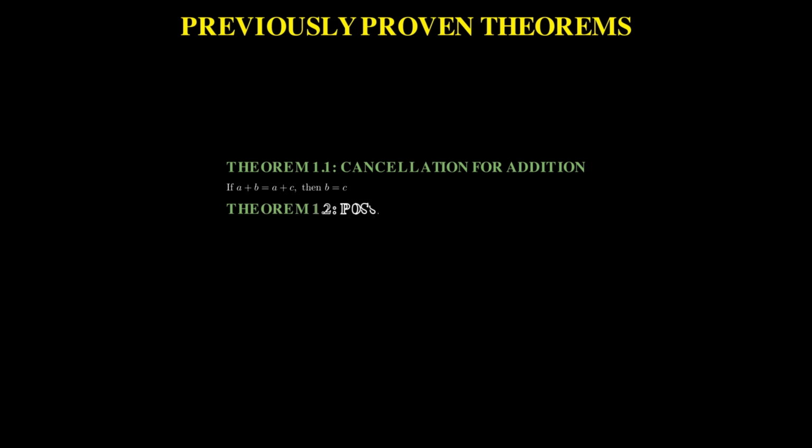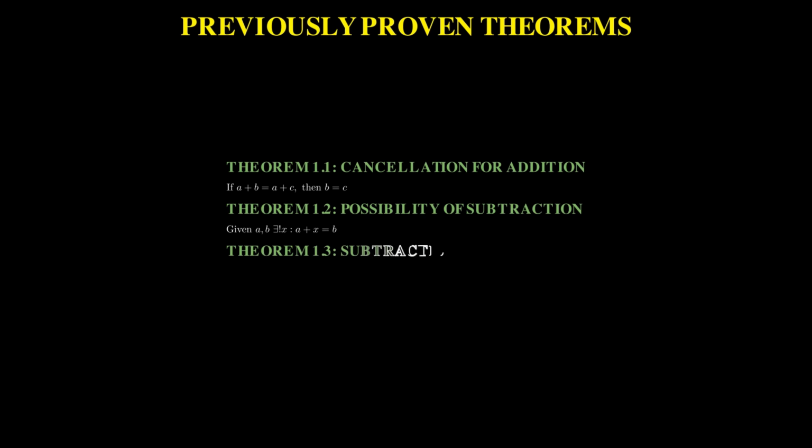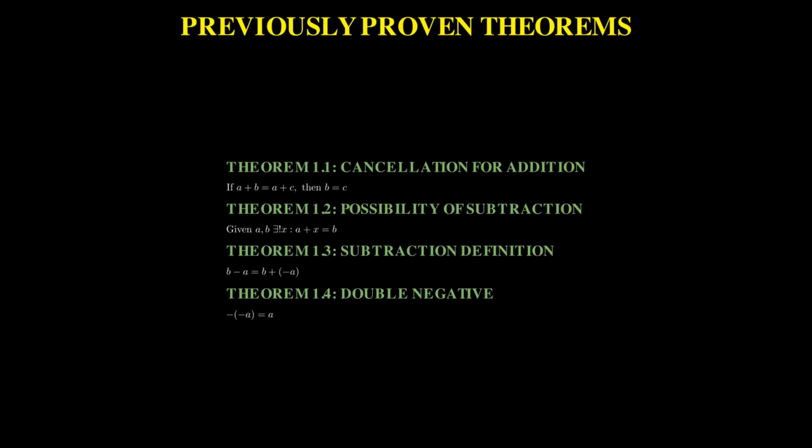We also have 4 previously proven theorems. Theorem 1.1 is the cancellation law for addition: if a plus b equals a plus c, then b equals c. Theorem 1.2 establishes the possibility of subtraction: given a and b, there exists a unique x such that a plus x equals b. Theorem 1.3 defines subtraction: b minus a equals b plus negative a. And theorem 1.4 is the double negative: negative negative a equals a.